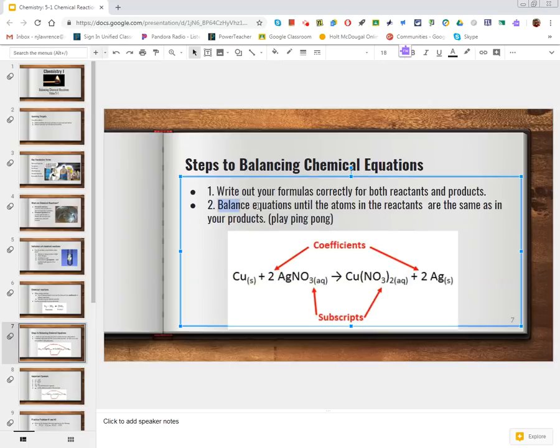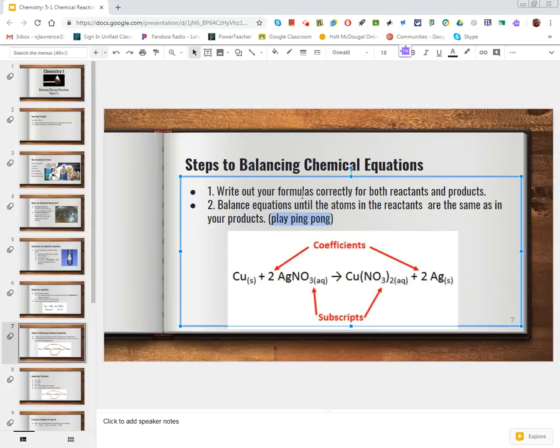And then number 2, this is actually what we're learning new here. Number 2 is balance the equation to make the number of atoms to the left of the arrow, the reactant side, the same as the number of atoms to the right, on the product side, based upon, again, the subscripts and the coefficients. So we're going to change the coefficients to make sure the atoms to the left equal the atoms to the right. I call this playing ping pong, and I'll show you what I mean by this in a second with the practice problem.